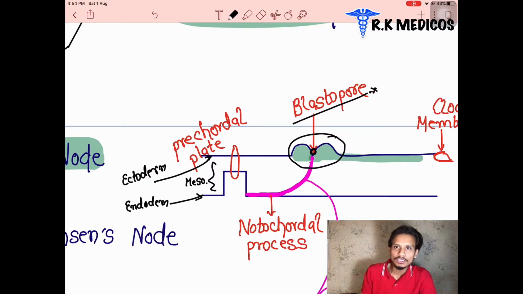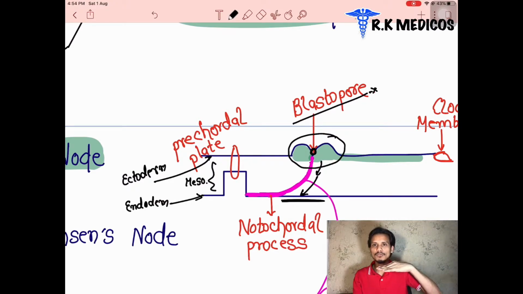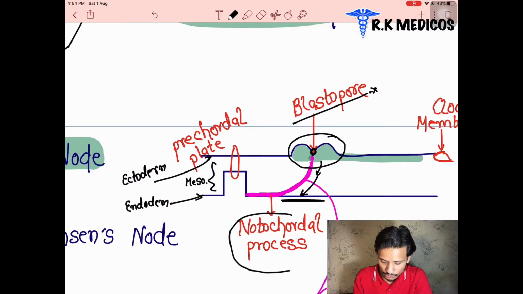Simple. Through this blastopore, or we can also call it the primitive pit, the cells are going to invade inside the mesoderm, and they move down and come to attach to this layer, which is called the endoderm. They attach to the basal part of the endoderm, and the structure after this attachment to the endoderm is called the notochordal process.